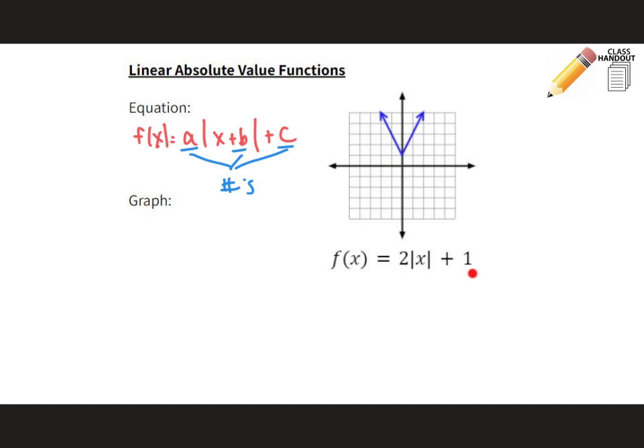So for example, if we look at our equation here, 2 times the absolute value of x, plus 1, we see nothing is being added or subtracted to x, but that would just mean that b would be 0. So just because it's not there doesn't mean that it wouldn't follow this form. It could just be a 0. The way that we can remember a linear absolute value function is that the equation has absolute value bars, which look like just 2 vertical lines.